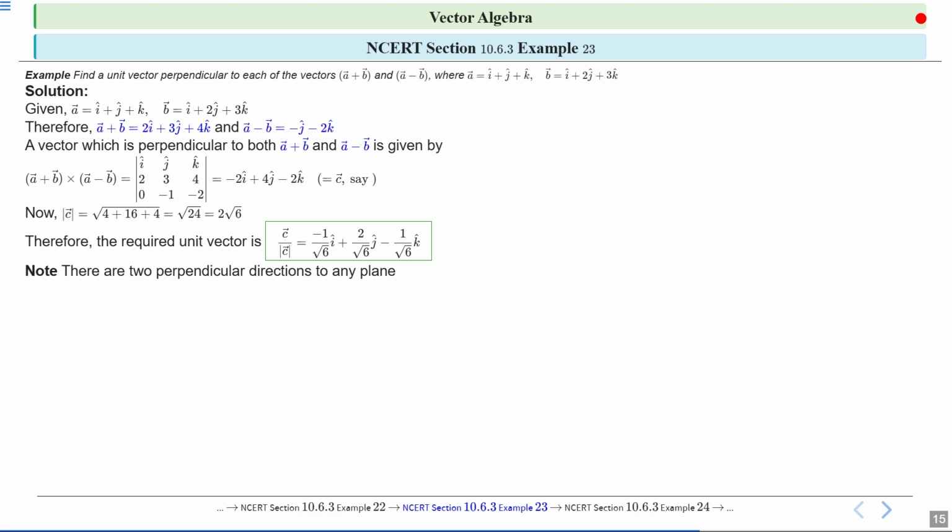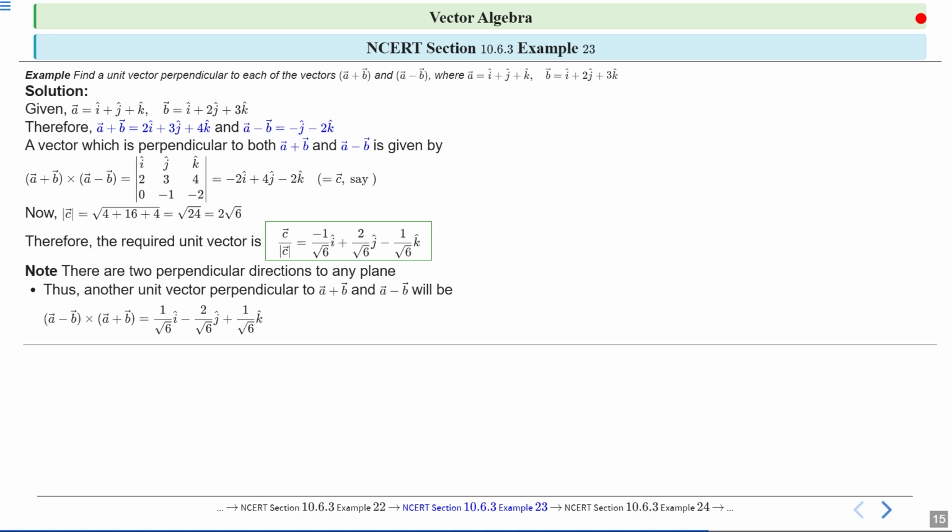So you can note that there are two perpendicular directions to any plane. Thus, another unit vector perpendicular to a vector plus b vector and a vector minus b vector will be equal to a vector minus b vector cross a vector plus b vector, which after solving we will get 1 upon root 6 i cap minus 2 upon root 6 j cap plus 1 upon root 6 k cap, right? Okay, got it?